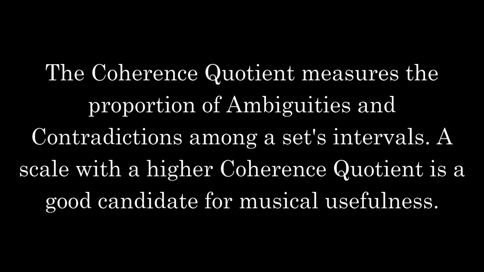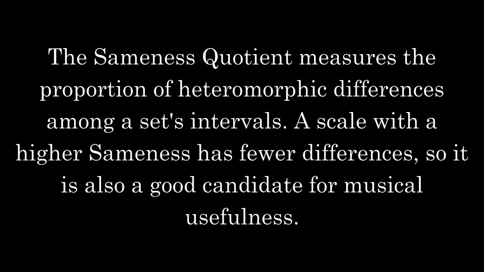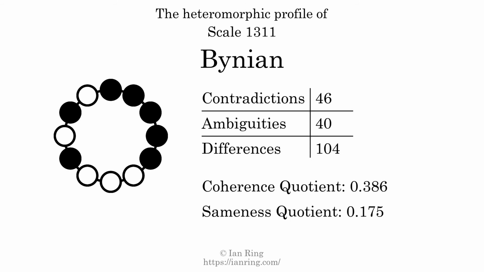The coherence quotient measures the proportion of ambiguities and contradictions among a set's intervals. A scale with a higher coherence quotient is a good candidate for musical usefulness. The coherence quotient is 0.386. The sameness quotient measures the proportion of heteromorphic differences among a set's intervals. A scale with a higher sameness has fewer differences, so it is also a good candidate for musical usefulness. The sameness quotient is 0.175.